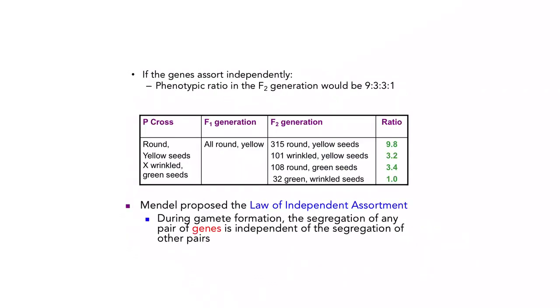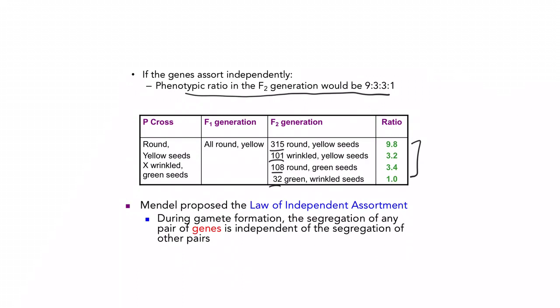Now, if the genes assort independently, i.e. they're not linked to each other, then we should expect to see a phenotypic ratio of 9 to 3 to 3 to 1 in the F2 generation. Not in the F1, but rather in the F2 generation. And what we see, based on these numbers, is that it is very, very close to a 9 to 3 to 3 to 1 ratio.